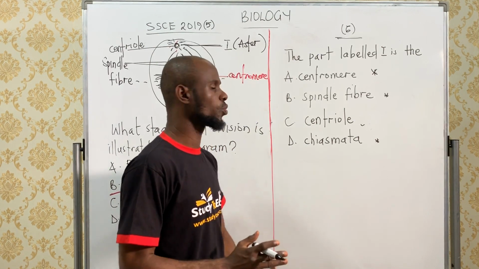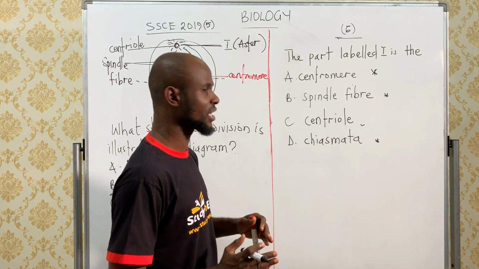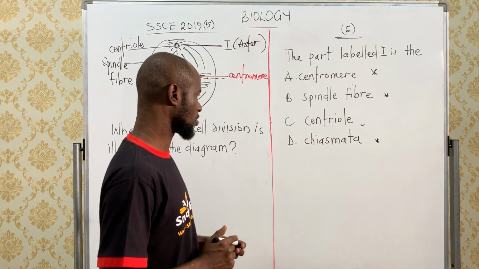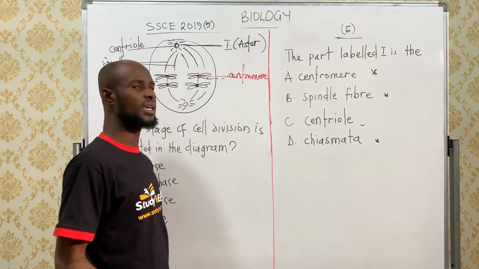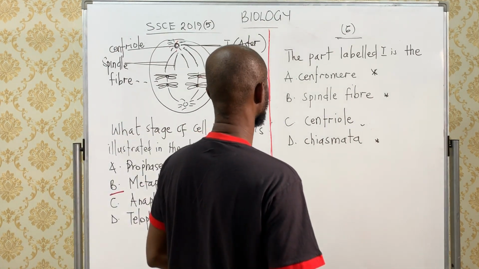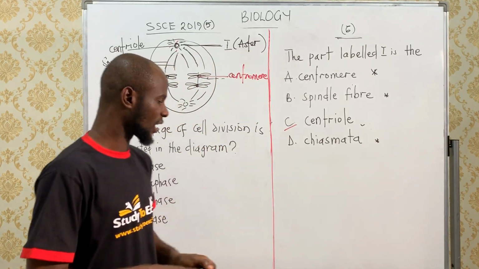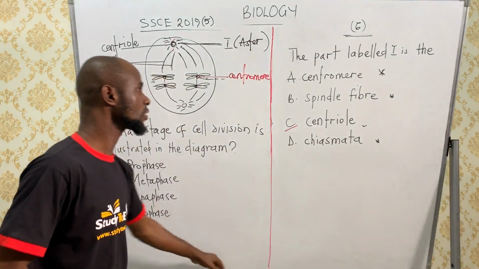The answer can be centriole, and the answer can never be chiasmata. Chiasmata is that region where the homologous chromosomes exchange their genetic material. So the answer here, as I choose, is going to be centriole. Now let's go to the next question.